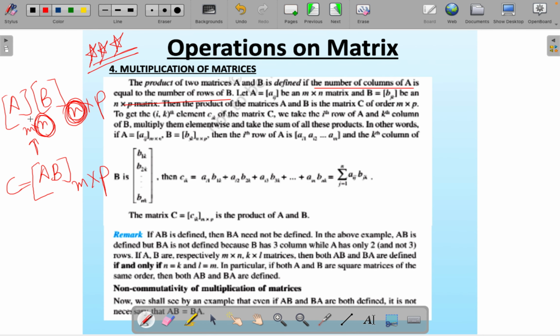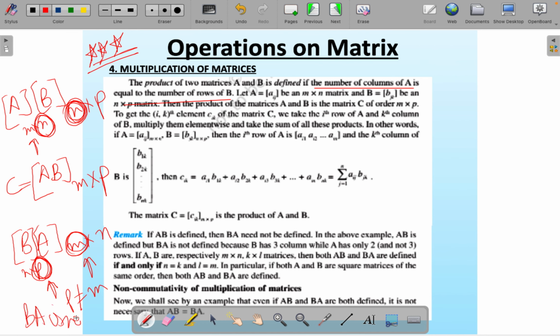Now from here we will obtain a very important result, children. If this is the order of A and B, can I find BA? Check. Order of B is n by p and order of A is m by n. As per the rule, multiplication is possible only if the column number of the first matrix is equal to the row number of the second matrix. So here p is not equal to m, so that means BA is not possible.